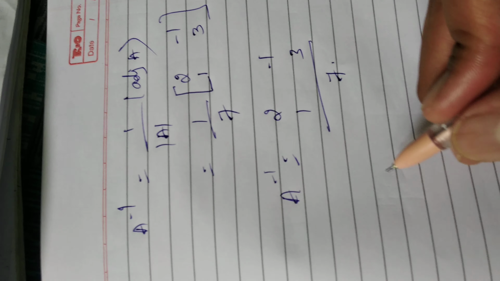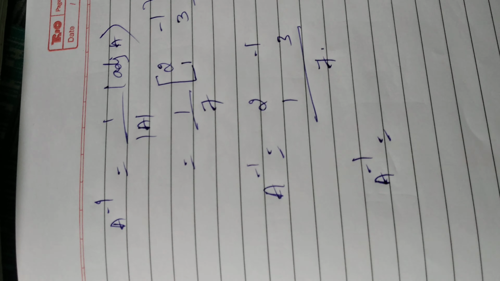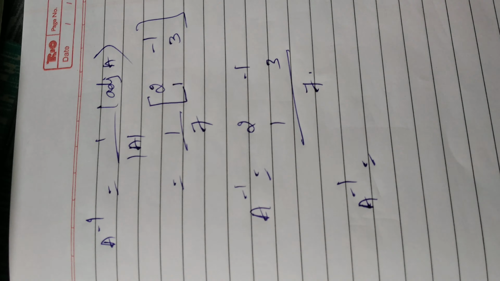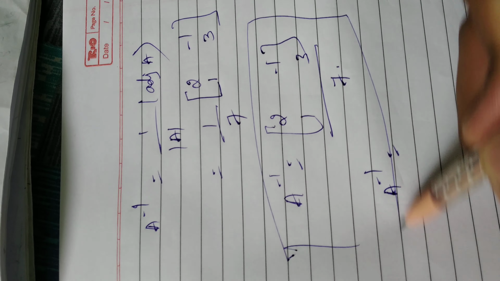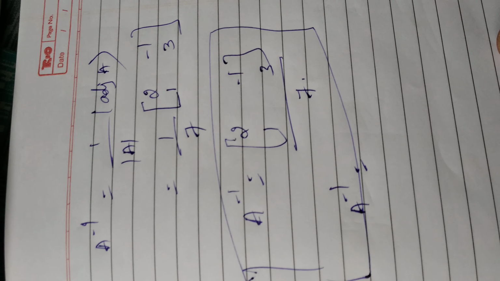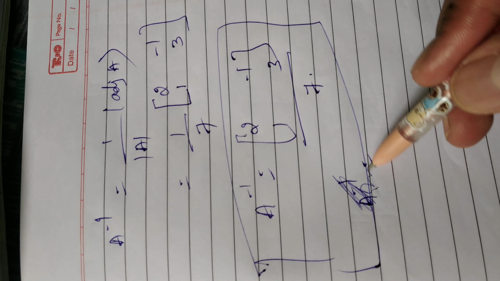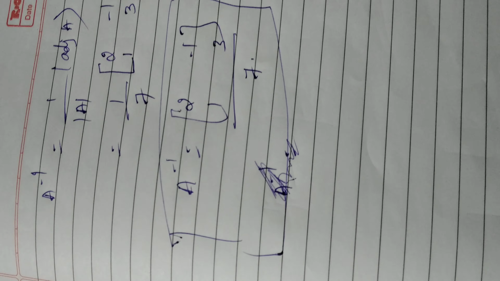Now finally, what is the A inverse here? What are you supposed to do at the last? You'll just divide each of these by 7. Hope you have understood, students. So this is the inverse of a matrix. You are supposed to do this for all the other problems. Do it, and please let me know if you have any doubt.